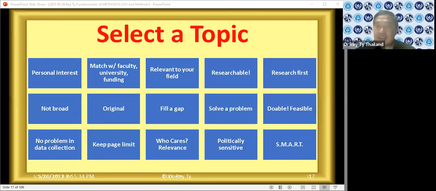And then research first. Find out what's out there. It should not be too broad. Like, I want to save the world. That's too much. You're not a messiah or something else like that. You're just a human being doing one research. And if it's not original, then they would say, why bother do research? Because there's nothing new. You should develop some new idea by filling a gap and solving one puzzle.